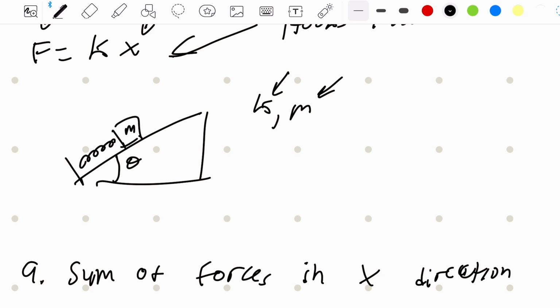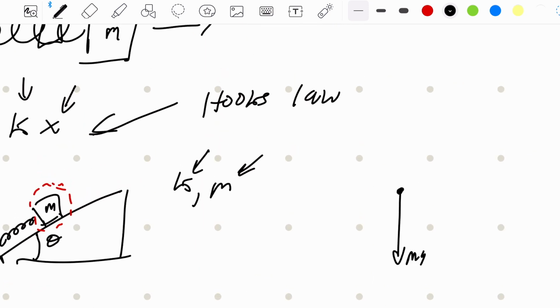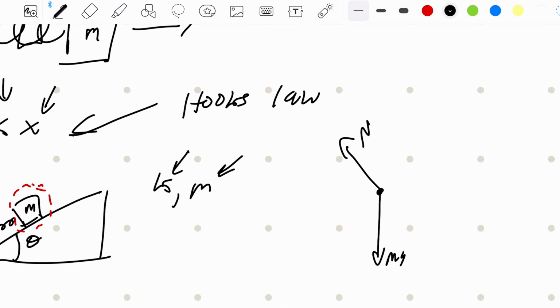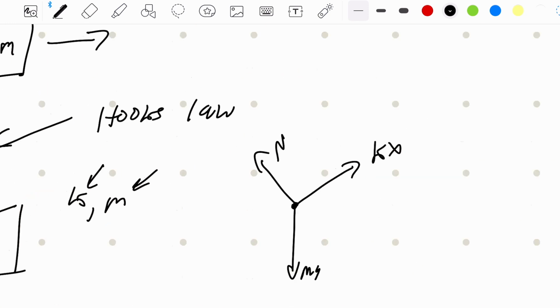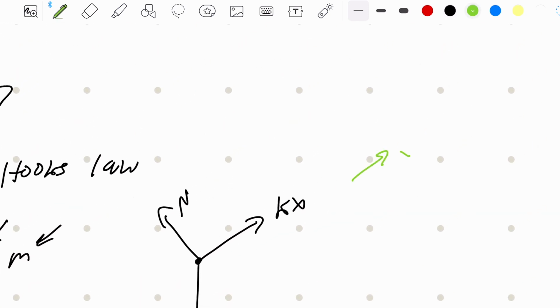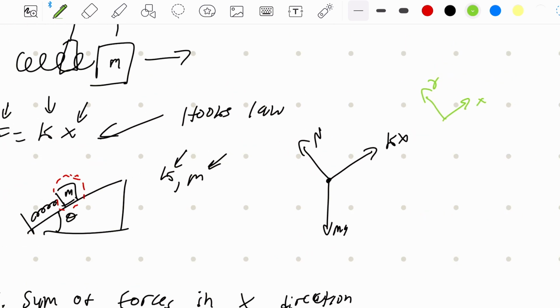So we'll isolate our object, and we'll draw a free body diagram. So we have mg going straight down. We have the normal force going up. We have the spring force pushing against it, kx, right? And we'll draw an axis. I like to draw an axis that is, whenever you're on a plane, it is typically 100% always better to draw your axis tilted with the plane. So I always recommend drawing the axis tilted with the plane.